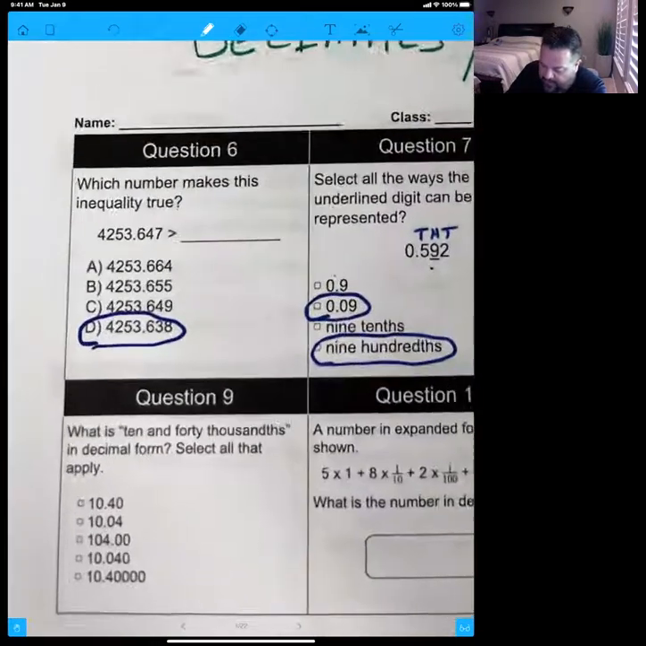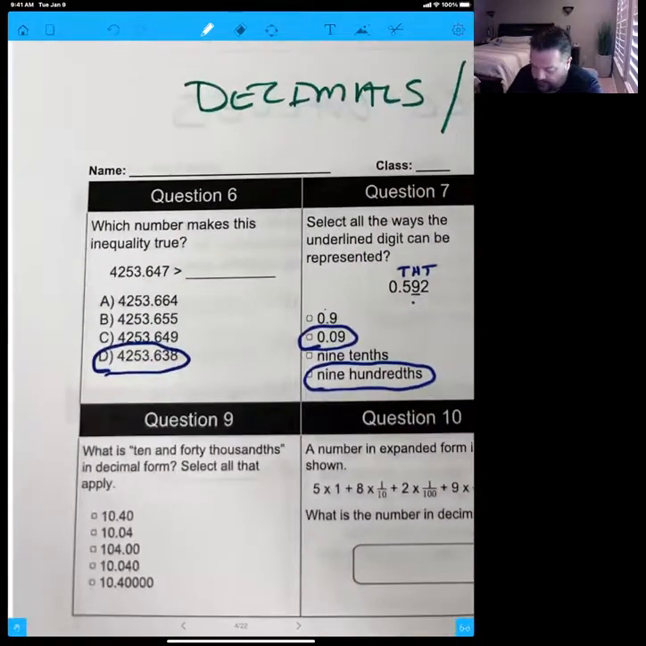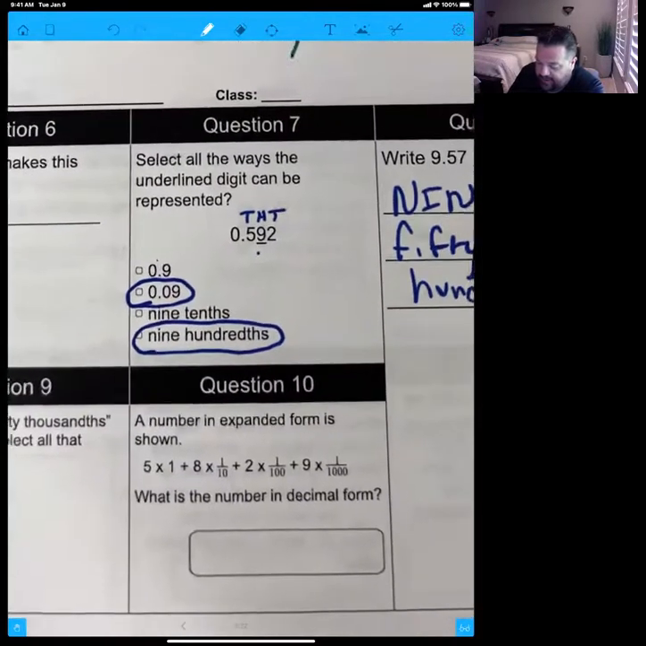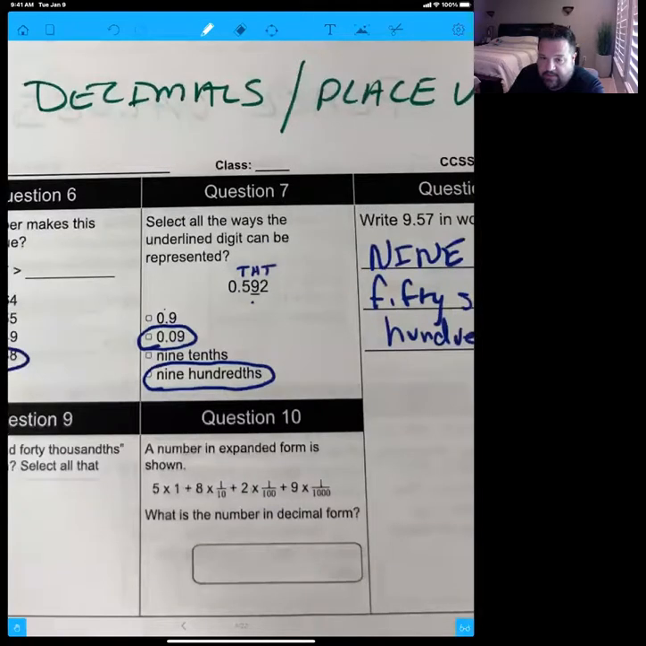All right, number 9. You should get this one and this one. And number 10, pause the video and work this one out. It's like the one we just did. You should have gotten 5 and 829 thousandths.